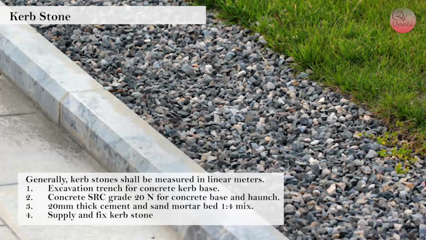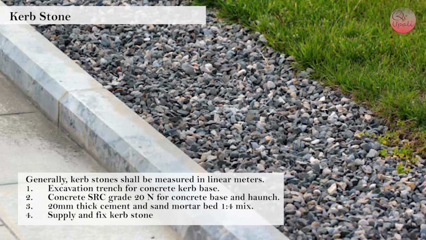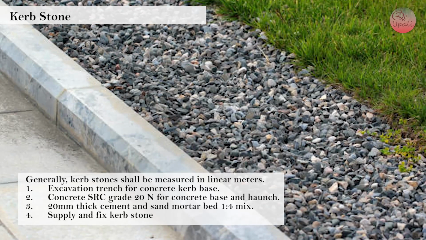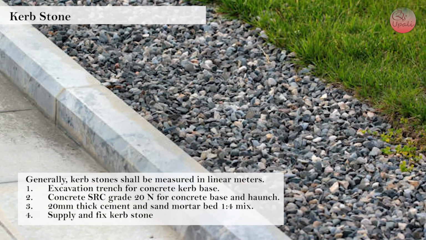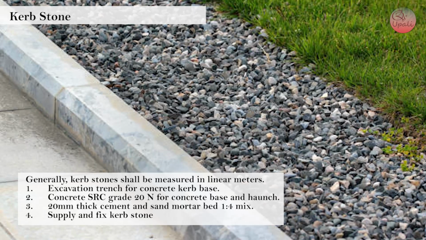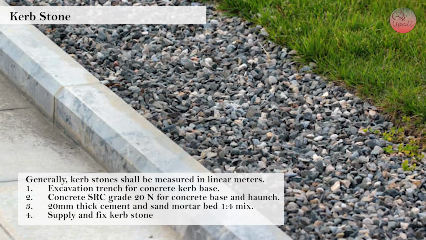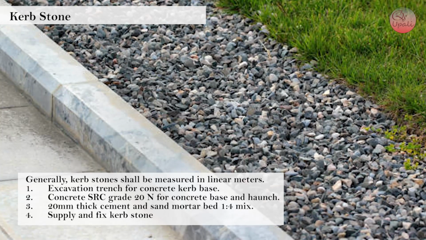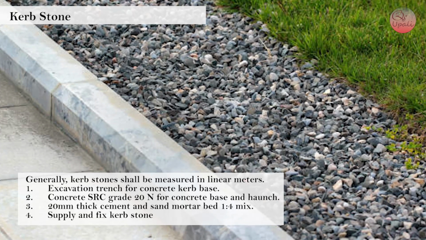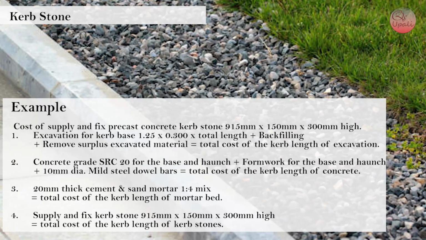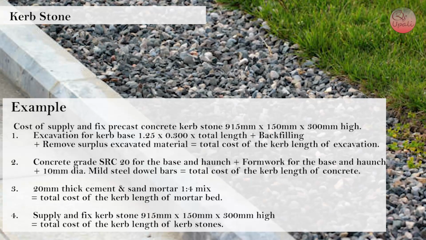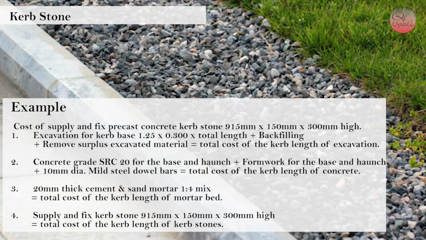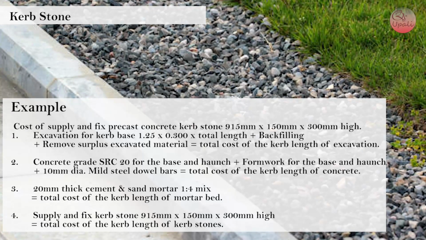Generally, curbstones shall be measured in linear meters. 1. Excavation trench for concrete curb base. 2. Concrete SRC grade 20 Newton for concrete base and haunch. 3. 20 mm thick cement and sand mortar bed 1:4 mix. 4. Supply and fix curbstone. Example: cost of supply and fix precast concrete curbstone 915 mm by 150 mm by 300 mm high.